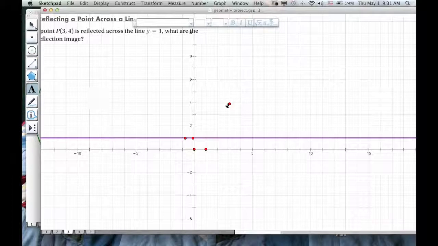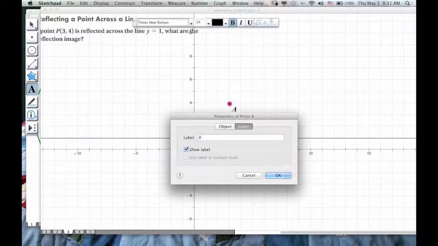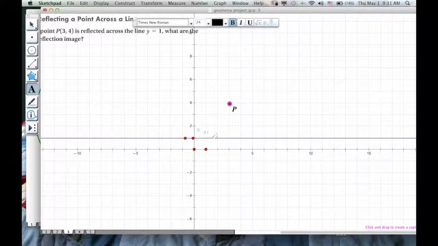And we will name this one point P. So P prime is 3 units below line y equals 1. The line y equals 1 is the perpendicular bisector of P and P prime. So P prime is equal to 3, negative 2.